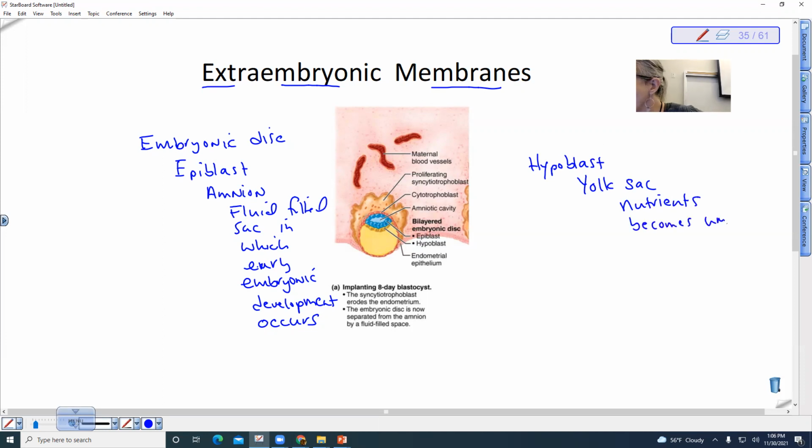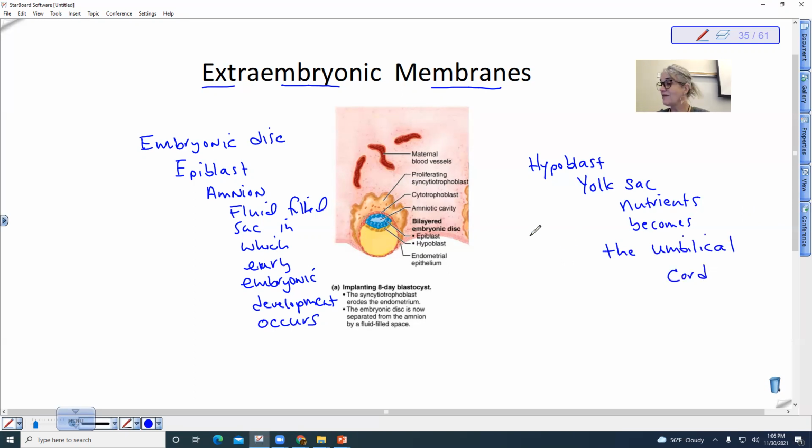So it's extraembryonic because the umbilical cord is of the embryo, but it's not going to make up the embryo's body because we're going to cut it after birth. So this is umbilical cord. Umbilical cord comes from umbilicus, the umbilical, what a weird name, umbilical cord.